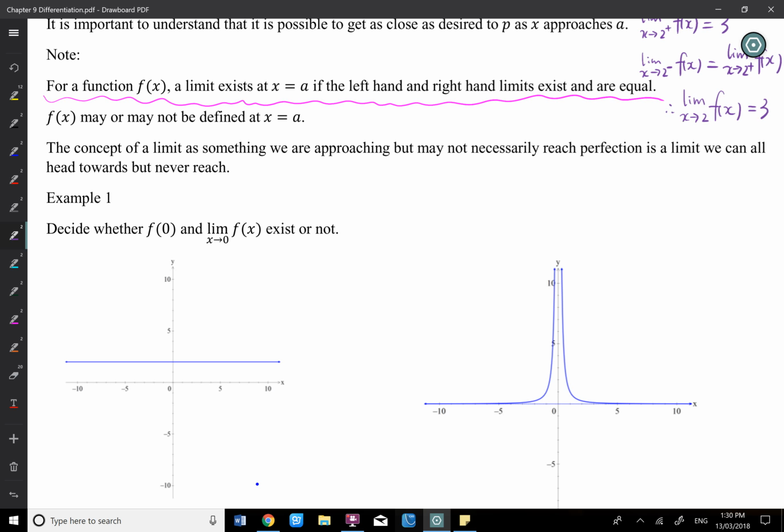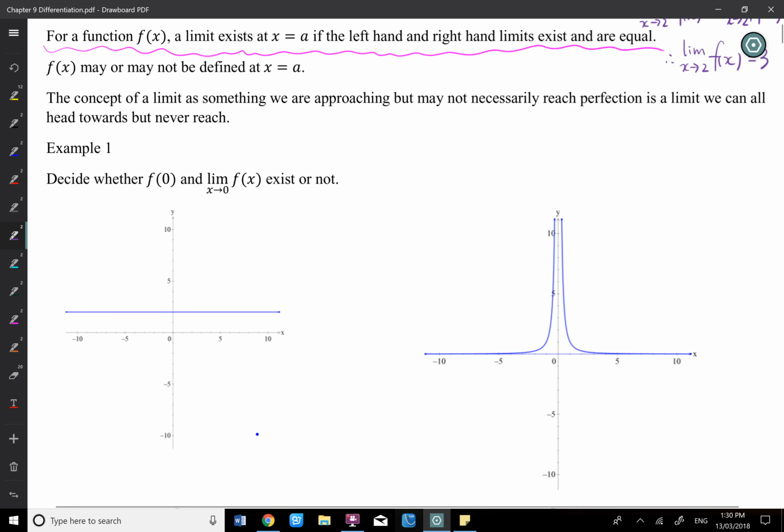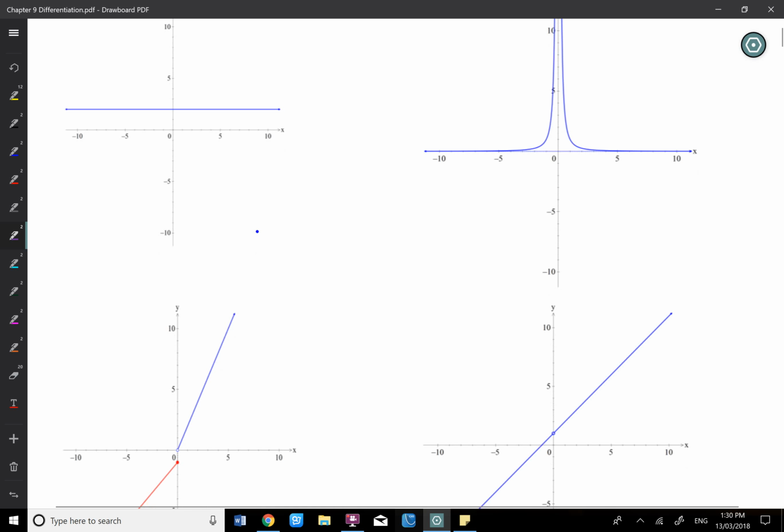Alright, so the concept of a limit is something we are approaching but may not necessarily reach. We can head towards it but never reach it. That's the definition of limit. So it doesn't matter whether that particular point is an open circle or a closed circle. Whether it's defined or not doesn't matter, because we don't want to get to that point, we just want to approach it. Okay, that's the definition. Let's have a look at the four graphs below.